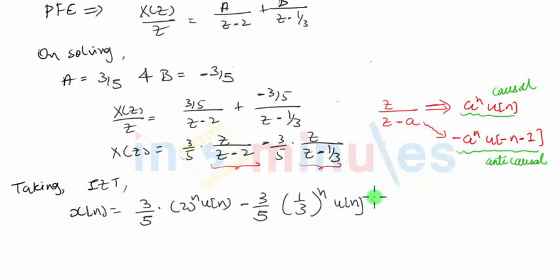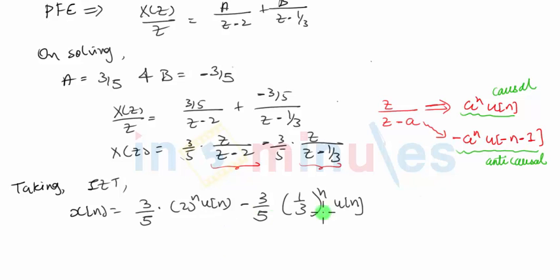And with that, I have to quickly consider the ROC also, because if you remember, a raised to n u of n had ROC mod Z greater than mod a, and minus a raised to n u of minus n minus 1 had ROC of mod Z less than mod a. So the conclusion is you can't find the inverse Z transform without assuming the ROC.